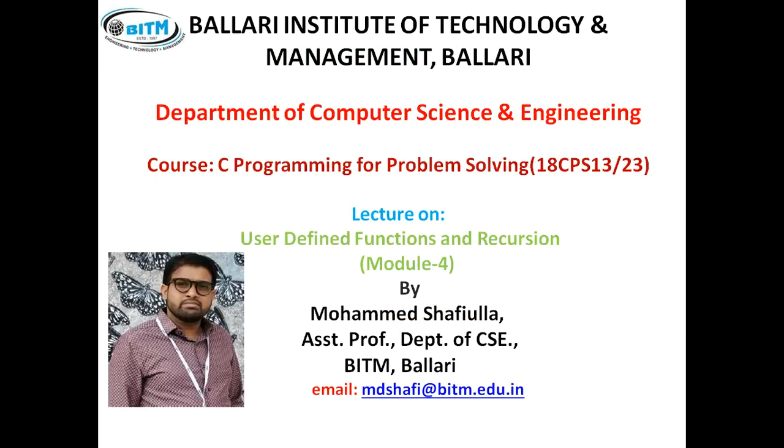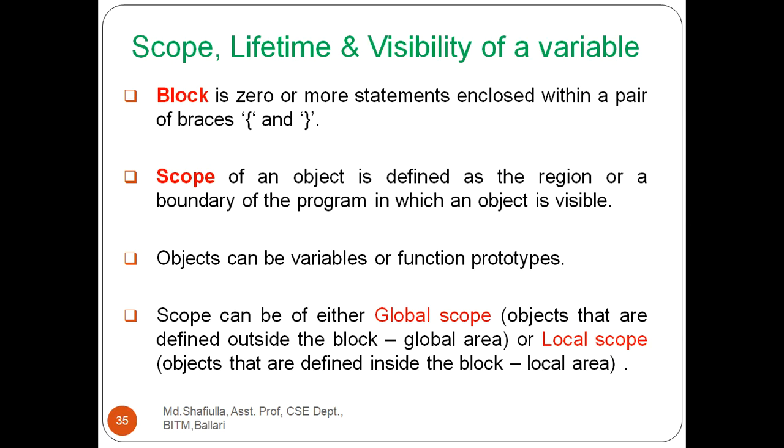In this video I am going to explain storage classes in C language. Before we go to that topic, let us understand a few simple terms: scope, lifetime and visibility of a variable. So basically, what is a variable? A variable is a name given to a physical memory location, and whose value may change during the execution or running of a program.